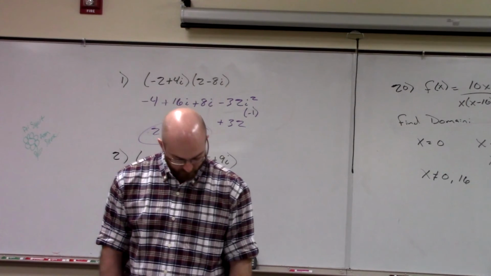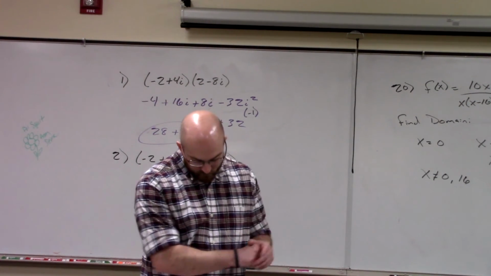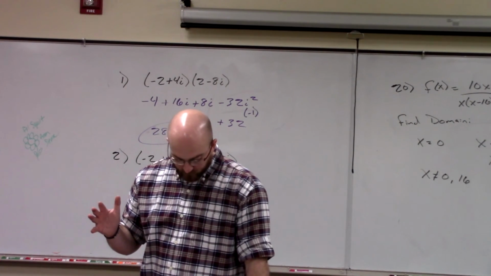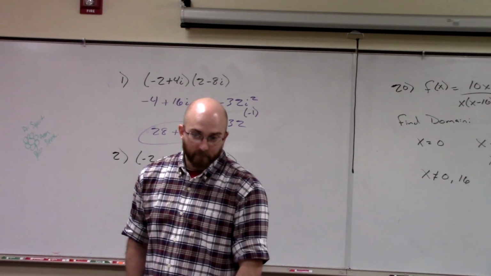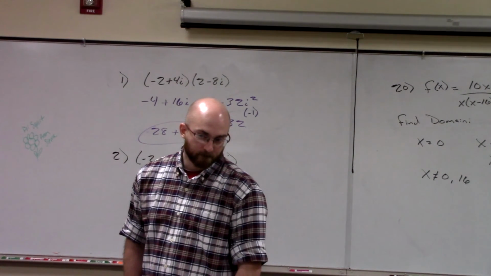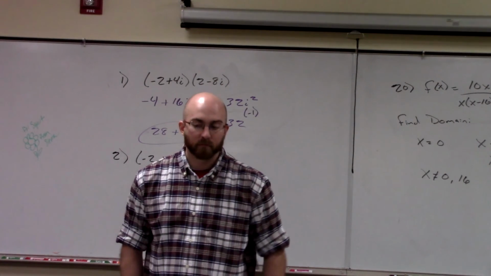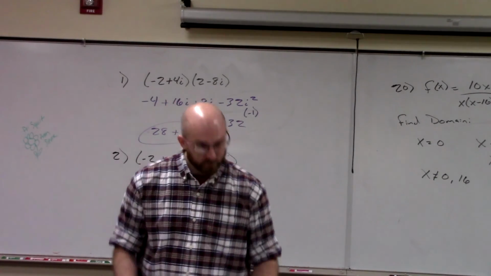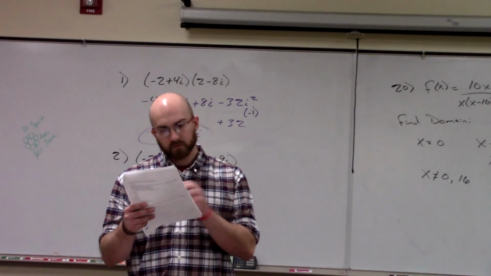On 28 and 29, 28 says find real zeros, and the other one says find all zeros. Just find your good zeros. Do P and Q on both of them. The other one might have imaginary. Any other questions? 30? We'll solve that one.